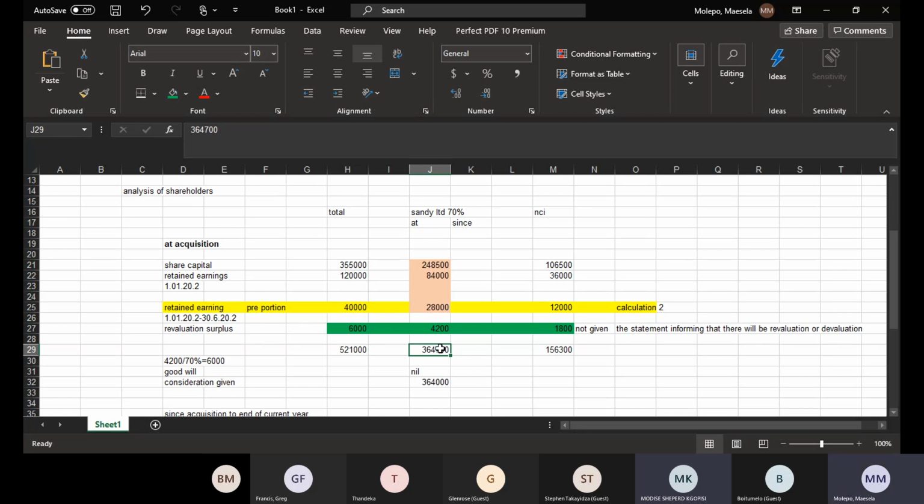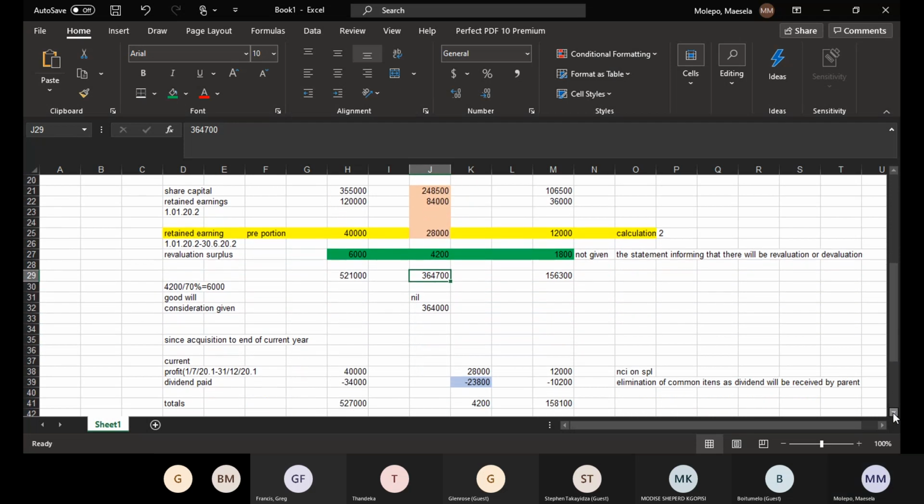Okay, all right. So since our consideration is equal to the fair value of the assets, we're not going to have goodwill. But in order to arrive at the 6,000 or the 4.2, we have to increase our land and building in order to be equal to our consideration paid. So now we can proceed further. Anyone who has a question with regard to our analysis of shareholders before we proceed to the pro forma journal so that we can do our elimination?